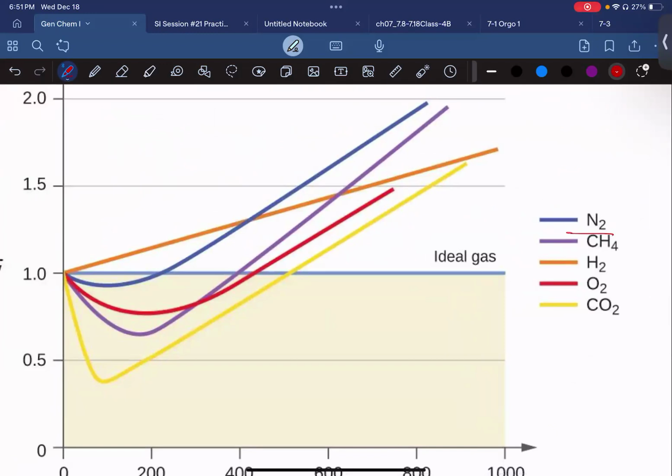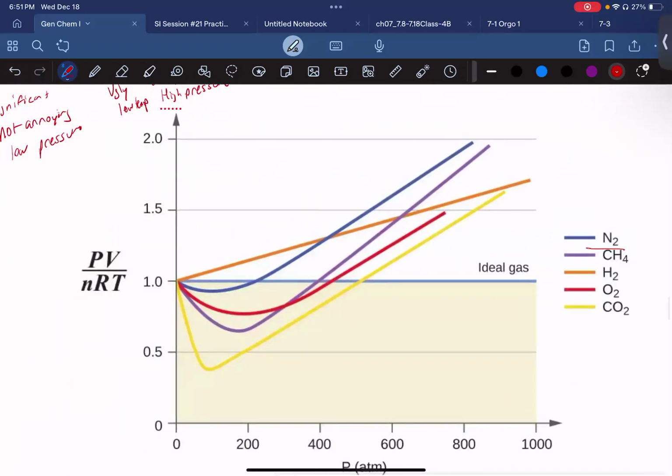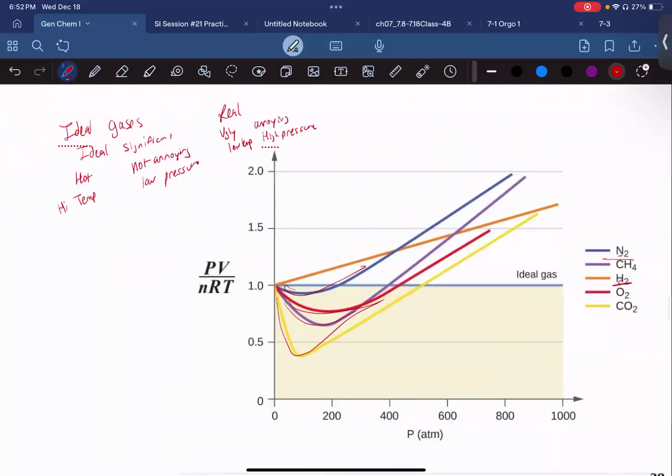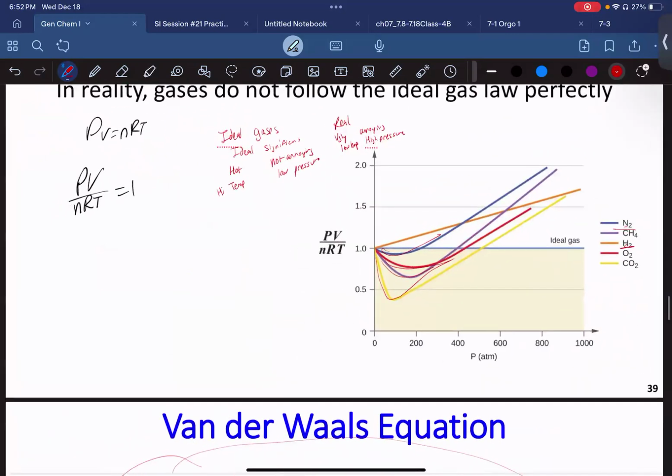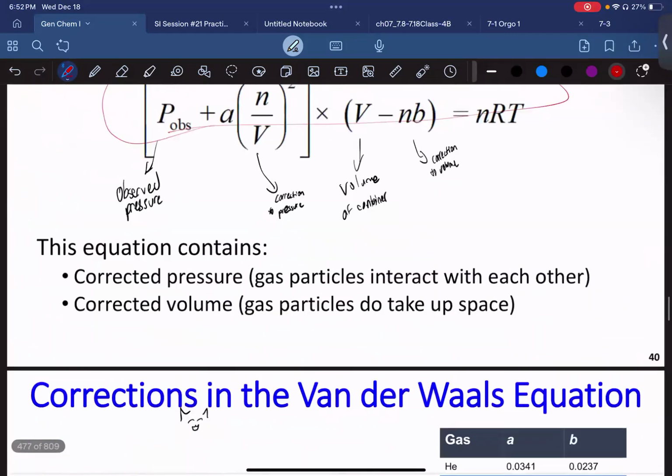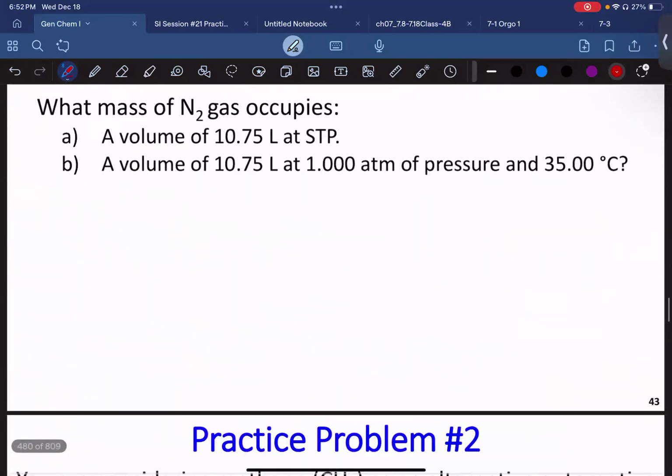Basically, the heavier you are, the more likely you're not going to be following the ideal gas law. So H2 is going to be the most ideal gas ever, right? But then N2 and all these dips show that the heavier you are, the more deviant you're going to be towards the ideal gas law. And so yeah, that's module 9.